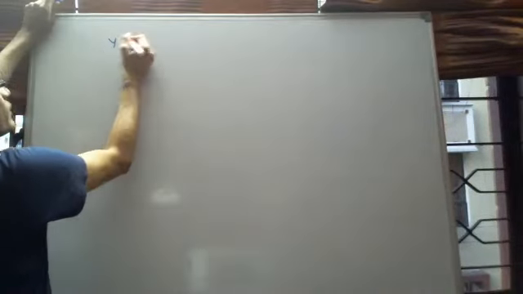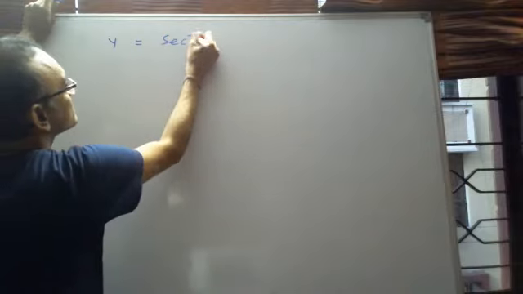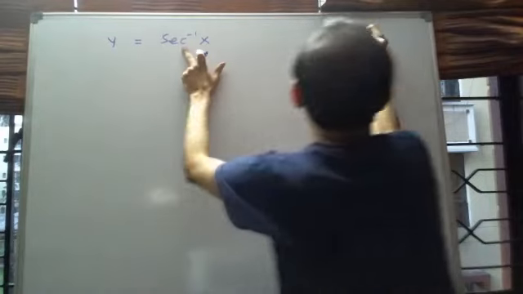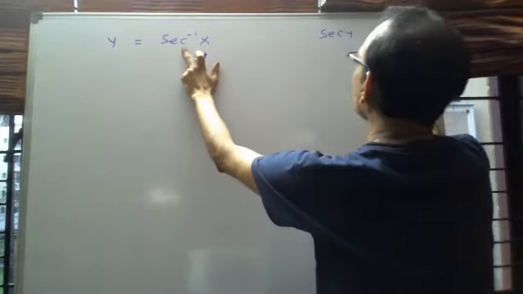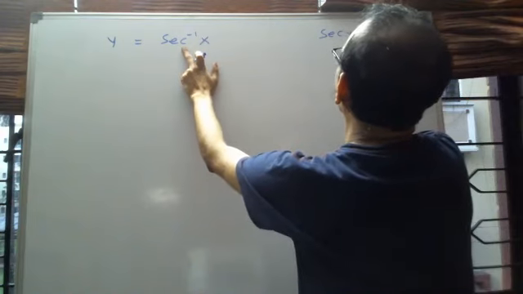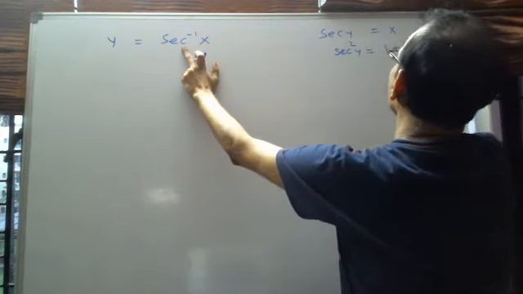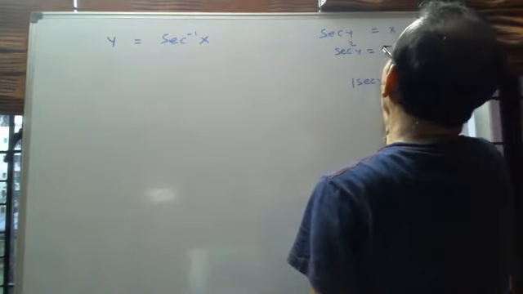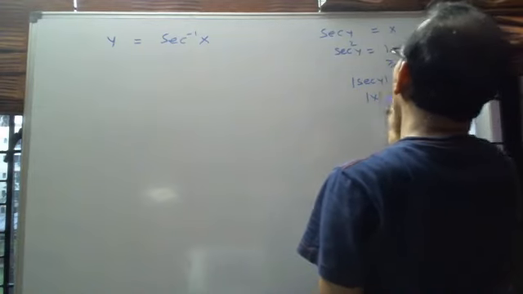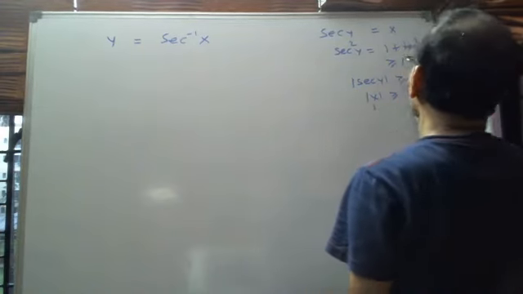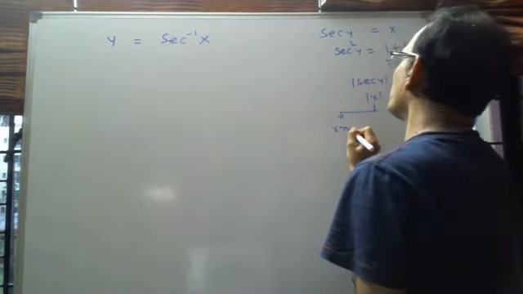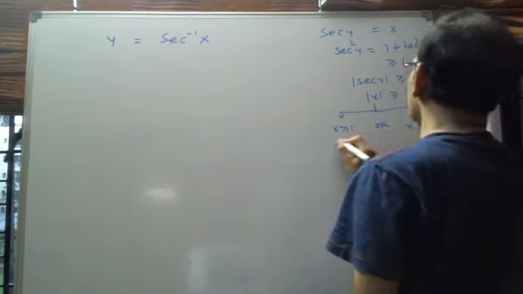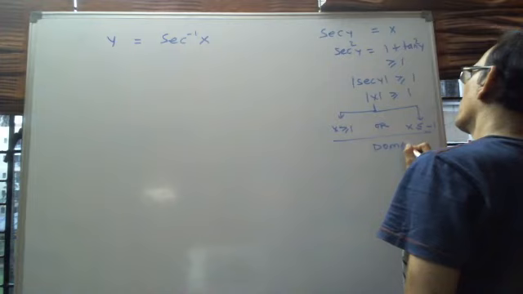Now, y is sec inverse x. Here also, see, sec y is x, right? Sec square y is 1 plus tan square y, which is always greater than or equal to 1. That means mod sec y will be greater than or equal to 1, that means mod x will be greater than or equal to 1. So its domain will be x greater than or equal to 1 or x less than or equal to minus 1. This is the domain.